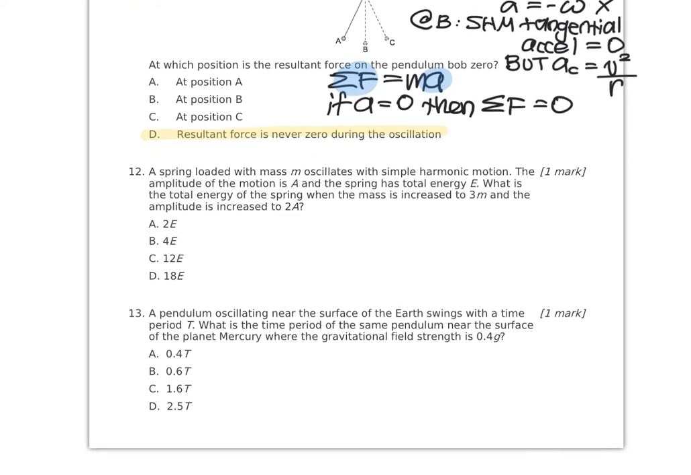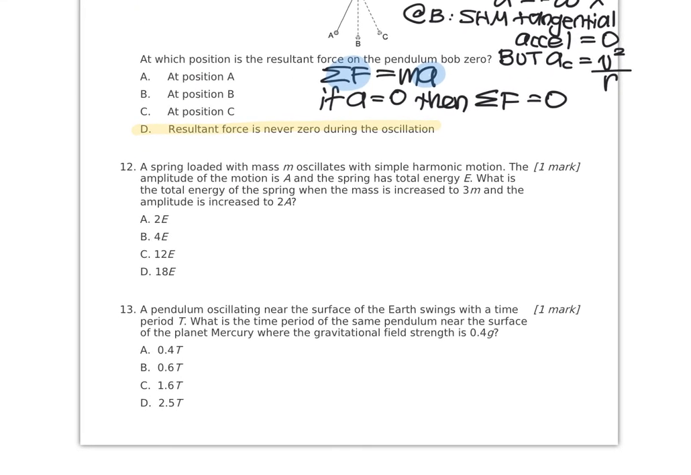Okay, number 12. So we have a spring, and it says we have a simple harmonic oscillator, and it says the amplitude is A and the total energy is E. It says what happens to the total energy when you increase the mass by triple and you increase the amplitude by double. Let's take a look at the formula for total energy.